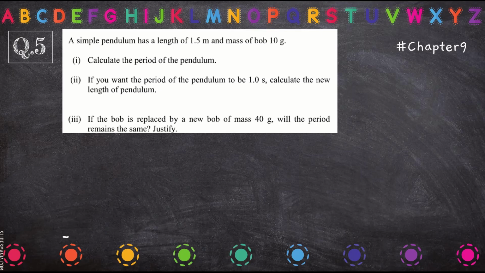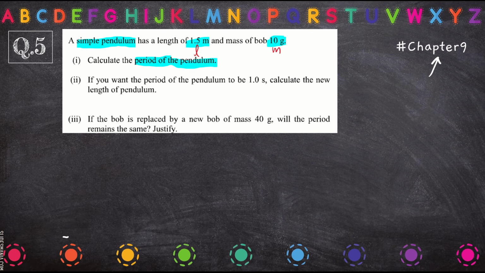Question number 5 is from chapter 9, simple harmonic motion. We have the case of a simple pendulum that has a length of 1.5 meters, and the mass of the pendulum bob is 10 grams. So we have the information of length and also mass. The first question is to calculate the period of the pendulum.